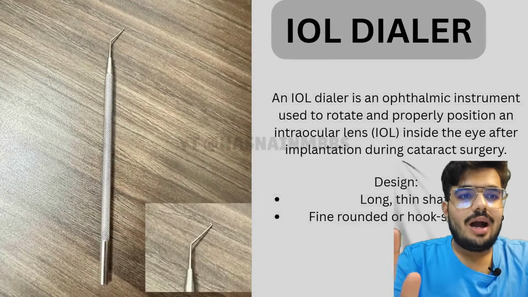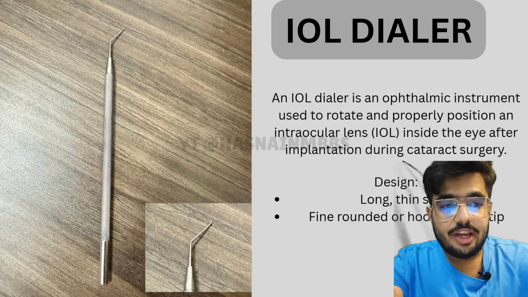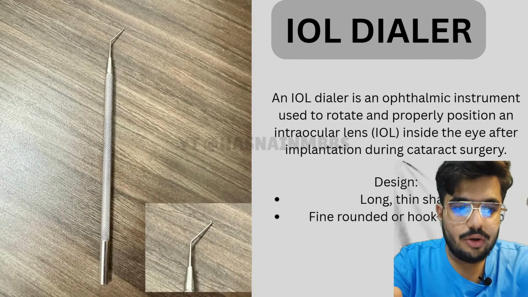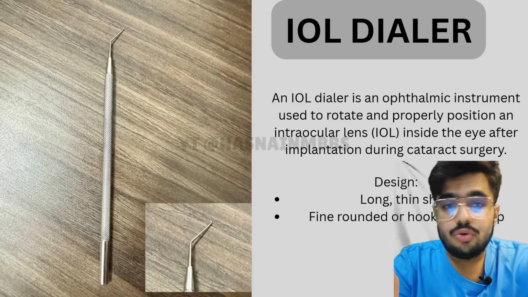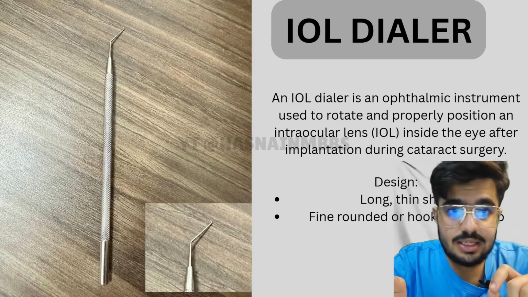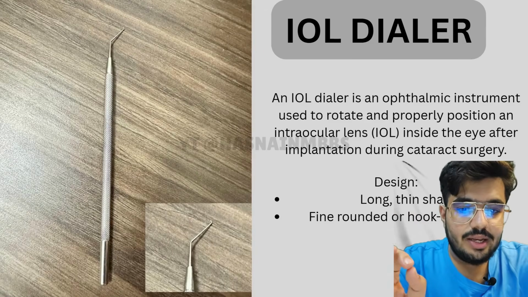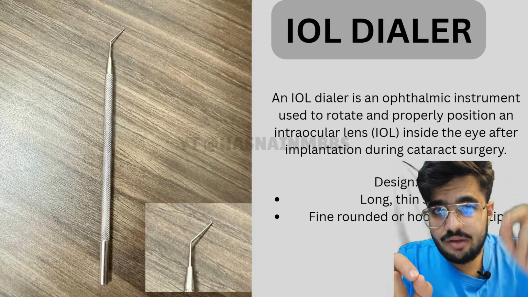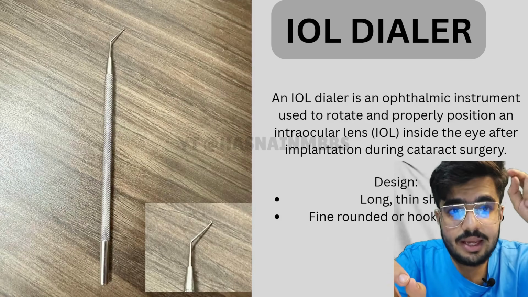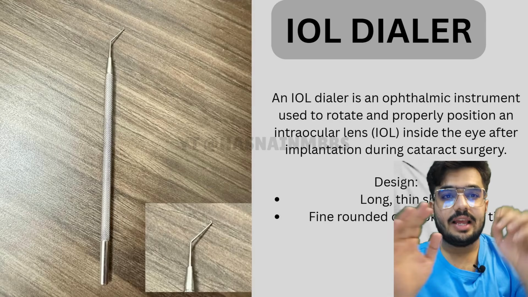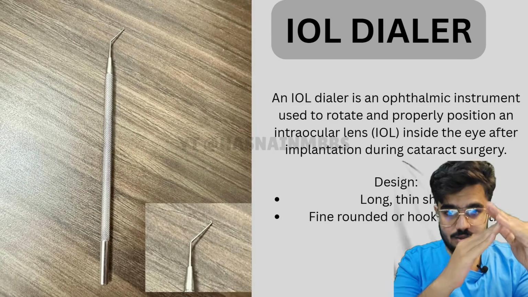Now we will talk about the IOL dialer. The IOL dialer is an instrument used to rotate and properly position the intraocular lens. In cataract surgery, when we put the intraocular lens and want to change its position and place it properly, we use this IOL dialer. I would like to emphasize the tip of this IOL dialer. The tip will be hook-shaped. It will be straight and then like a hook like this.